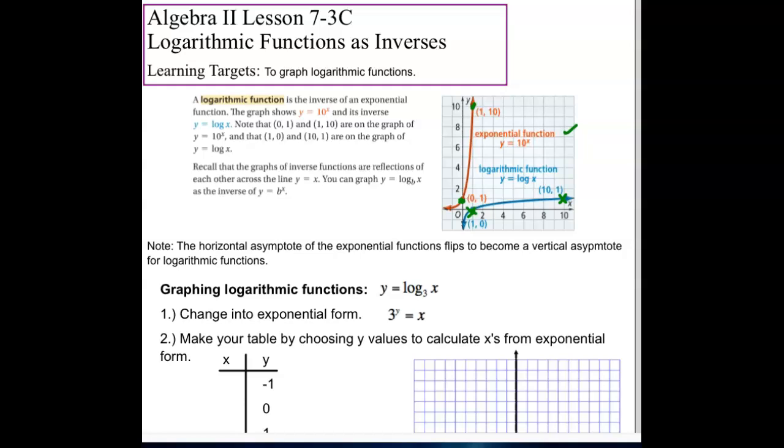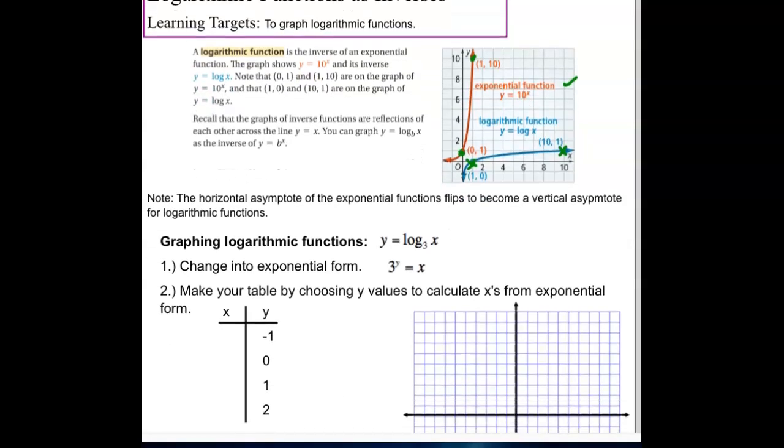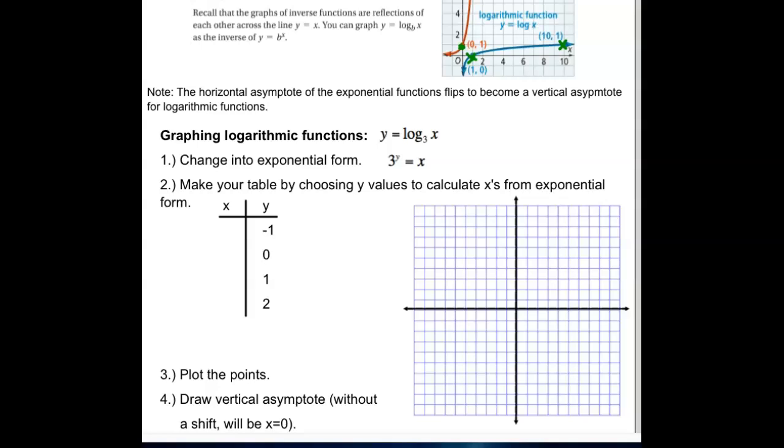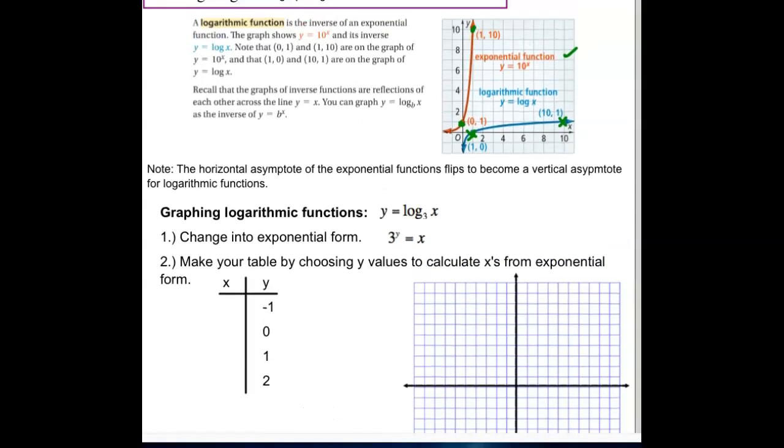So we can graph y equals log base b of x as the inverse of y equals b to the x. Note that the horizontal asymptote of the exponential function also flips to become a vertical asymptote for the log function. With our exponential graphs, we had them leveling off right over here. With our log graphs, we're going to have them coming up along our vertical asymptote and leveling off there.